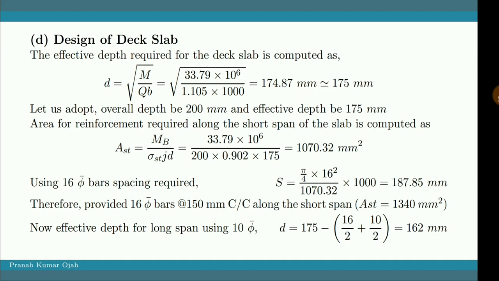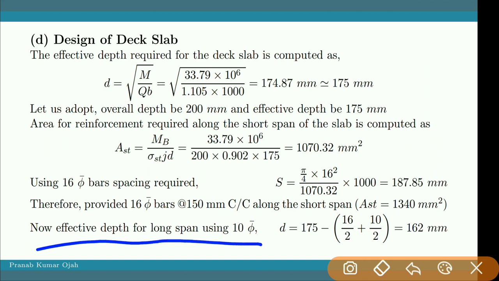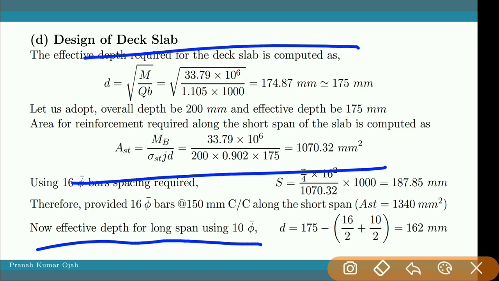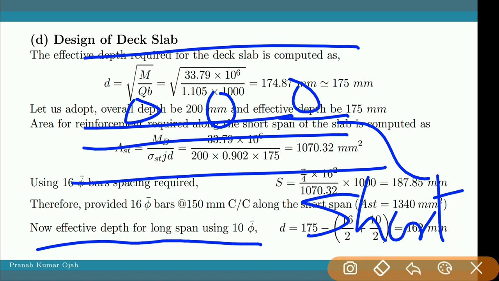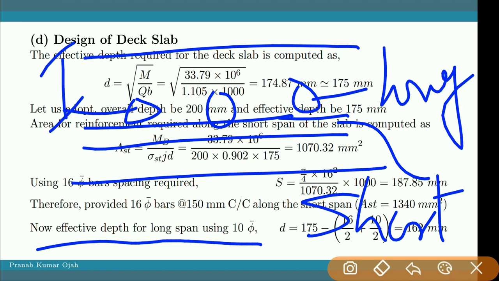Now, effective depth for the long span using 10 tor. So, as the long span moment is less than the short span moment, the reinforcement along the long span will be above the reinforcement for the short span moment. See, this is the slab. This is for the short span. So the long span reinforcement will be like this.